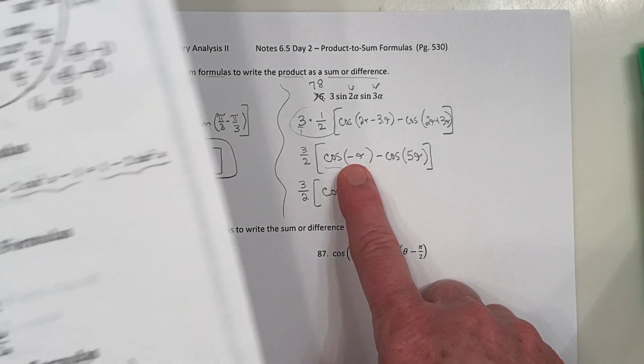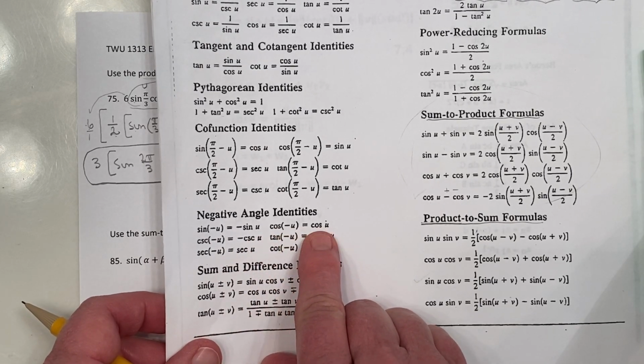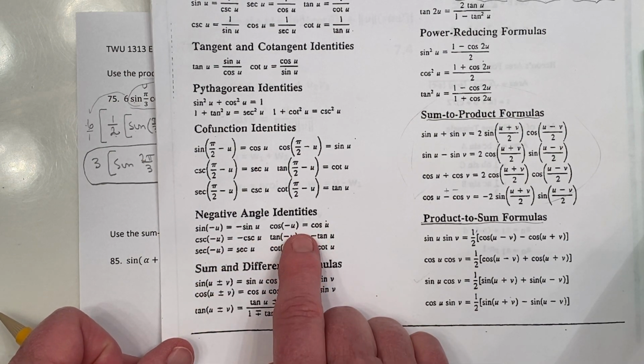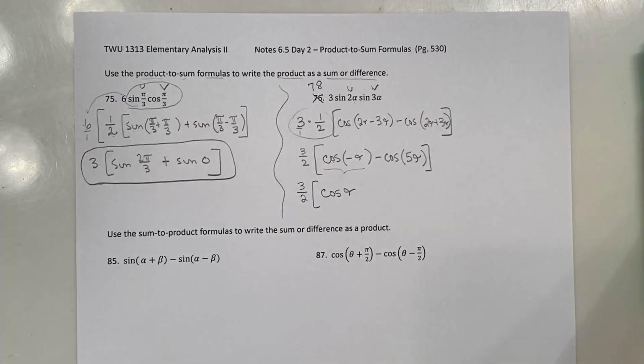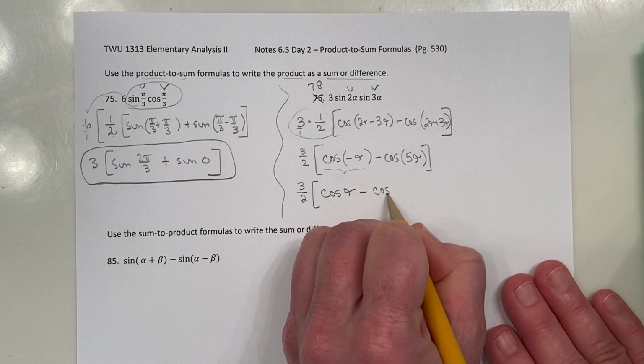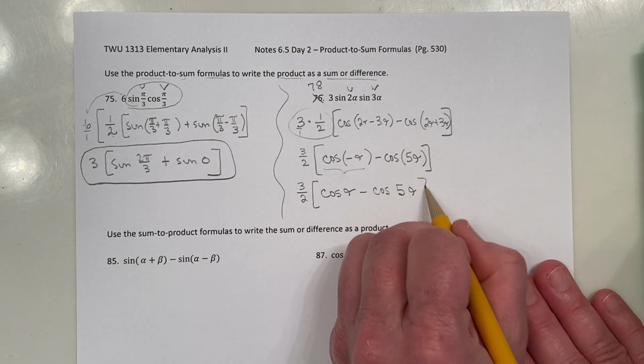Okay, let's look at this. Cosine of negative alpha. Cosine of negative u is equal to cosine of positive u. And that's not true for all the other trig functions. This is called a negative angle identity. So probably should clean that up. And then 5 alpha here. Bracket. And we're done.